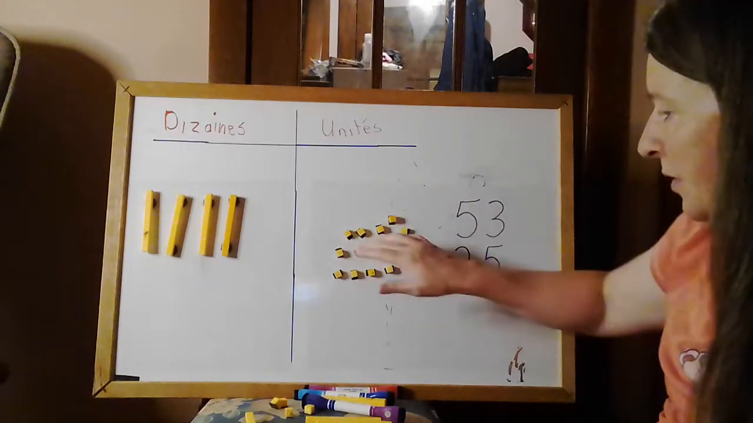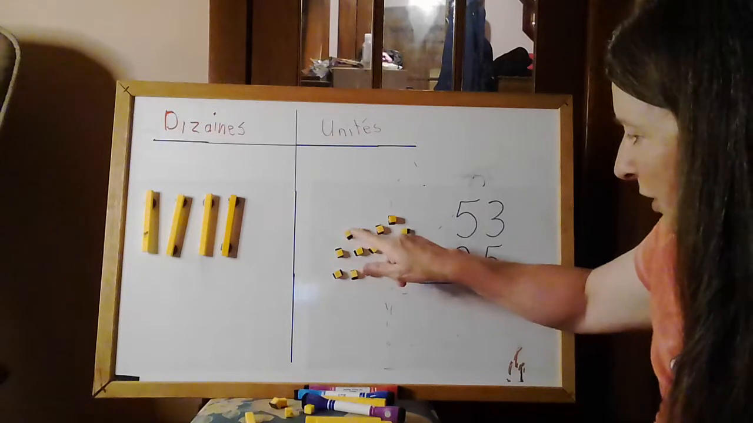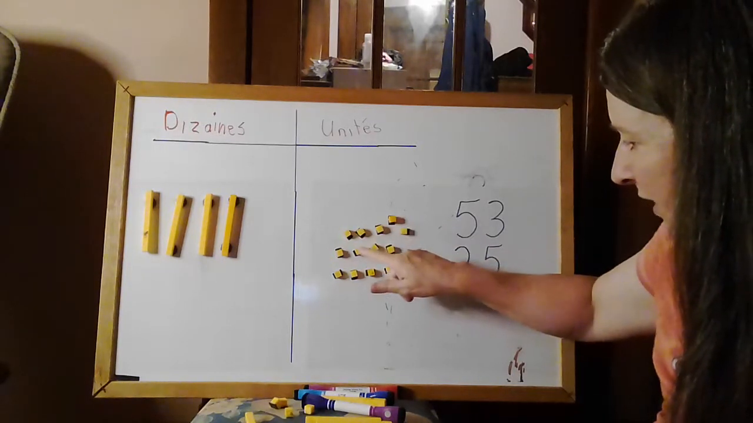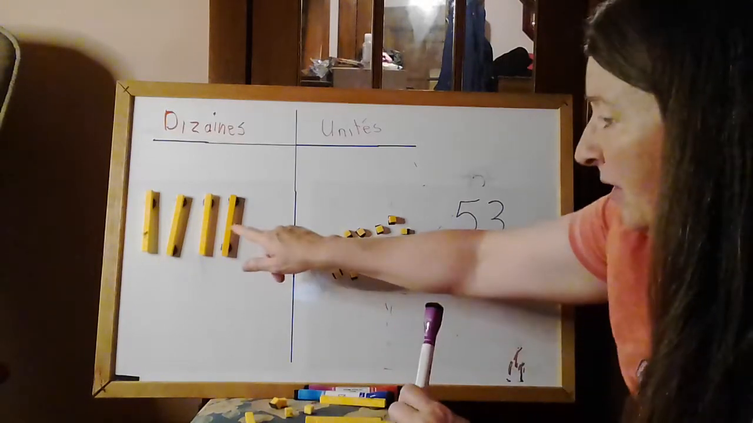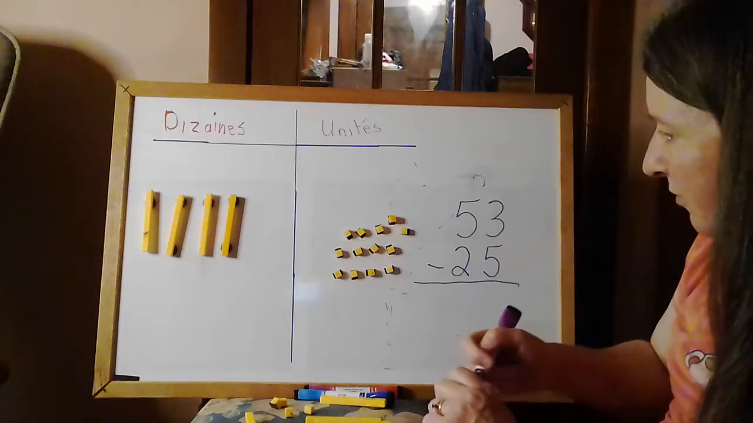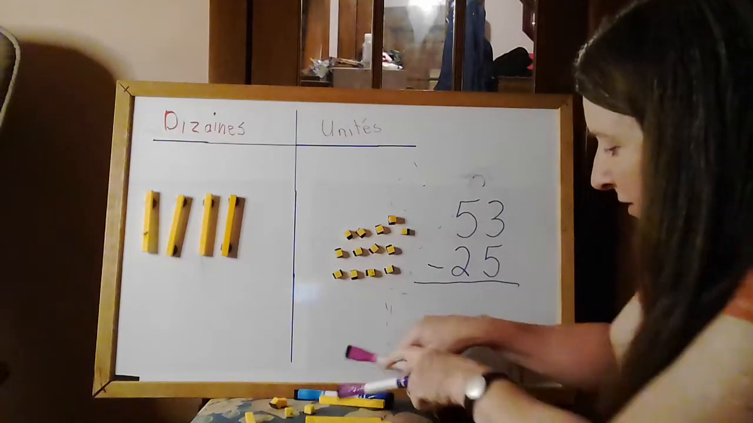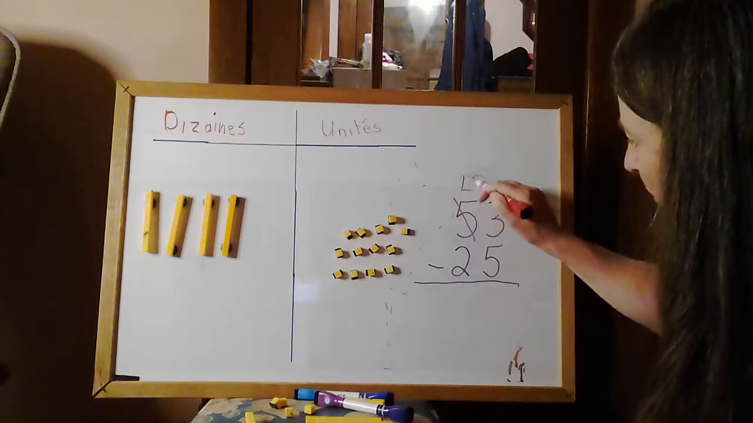Great. Now, how many ones do I have? 1, 2, 3, 4, 5, 6, 7, 8, 9, 10, 12, 13. How many tens do I have? I don't have 5 anymore. I have 4 tens. Just 4 of them.